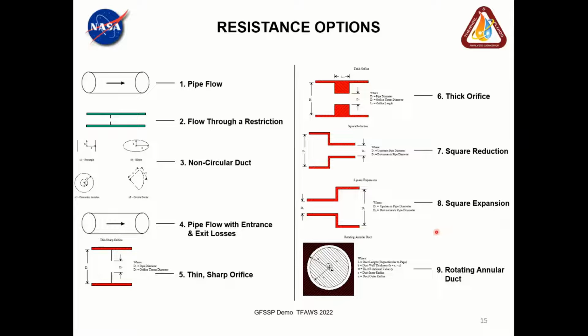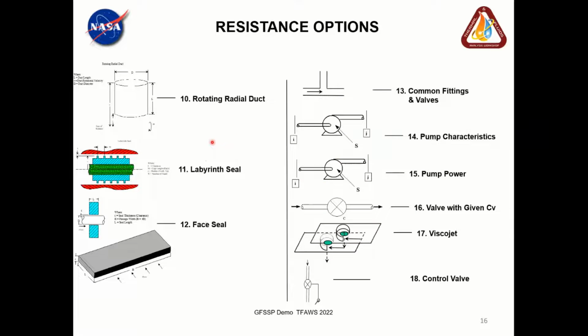As I mentioned earlier, GFSSP has been developed for the turbopump. So this is a very typical option for the turbopump, the rotating annular duct. A duct is rotating, but the flow is going perpendicular to the plane of the paper, so axially through that one. It will account for what is the flow resistance during that situation. You can also have a rotating radial duct, so it will account for the friction in a rotational environment.